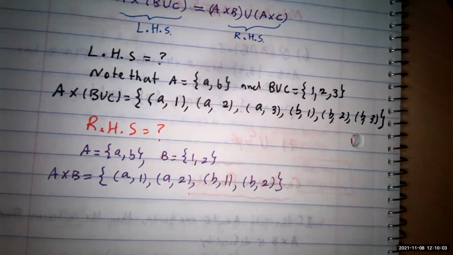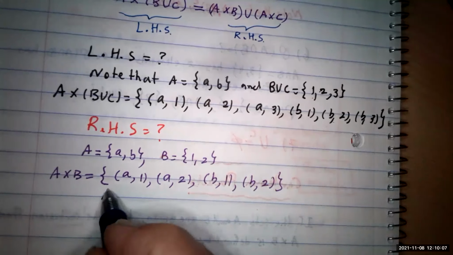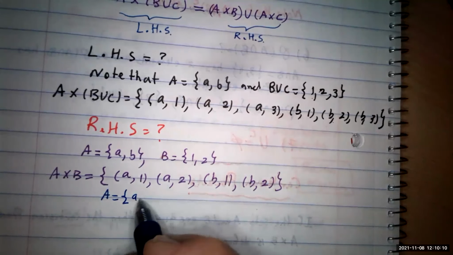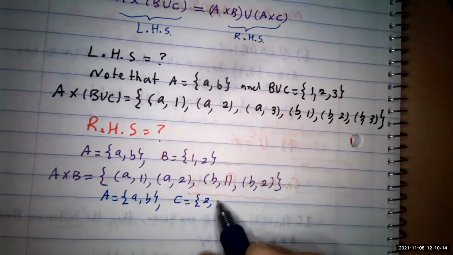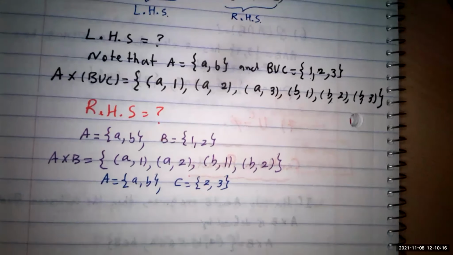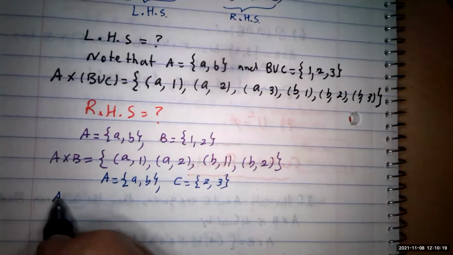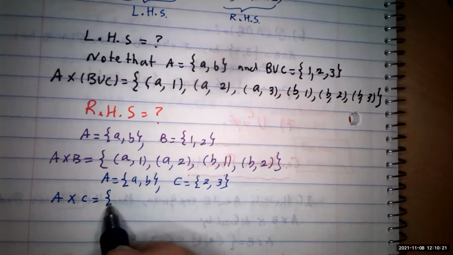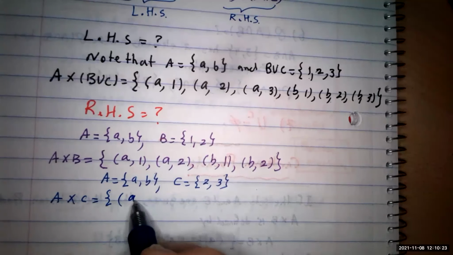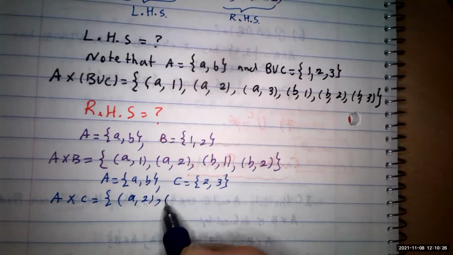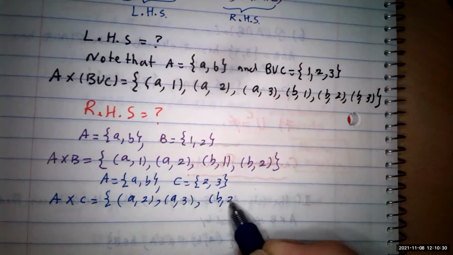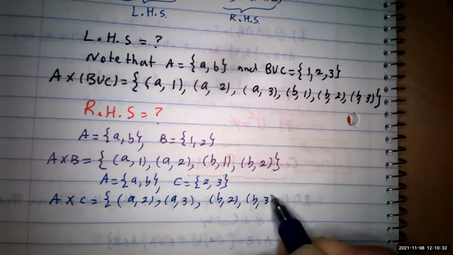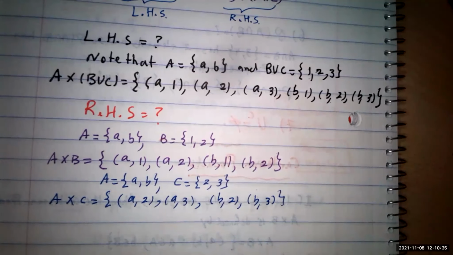For the next part, you need A and C. So this is my A and this is my C. Again, I need 4 elements for A cross C. A cross C is equal to (a, 2), (a, 3), then (b, 2), (b, 3). That's it. That's A cross C.